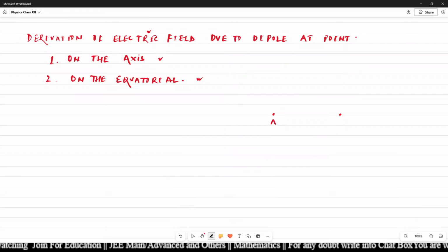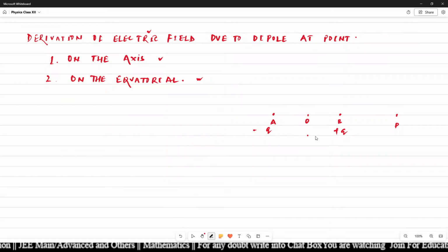There is a dipole, and O is the midpoint of the dipole. At A we have minus Q charge and at B we have plus Q charge, and there is a point P at a distance R from the midpoint of the dipole.